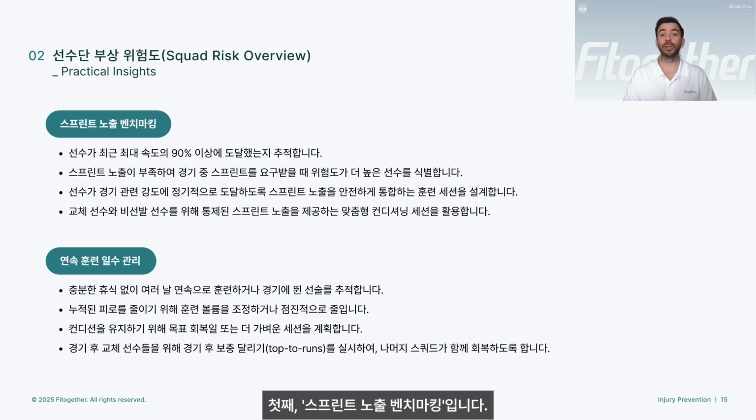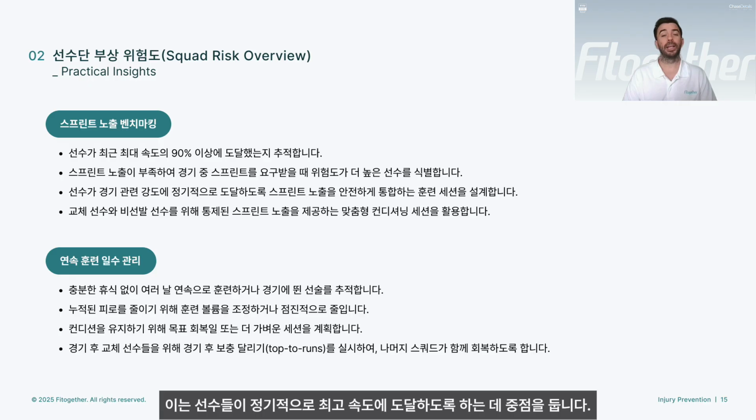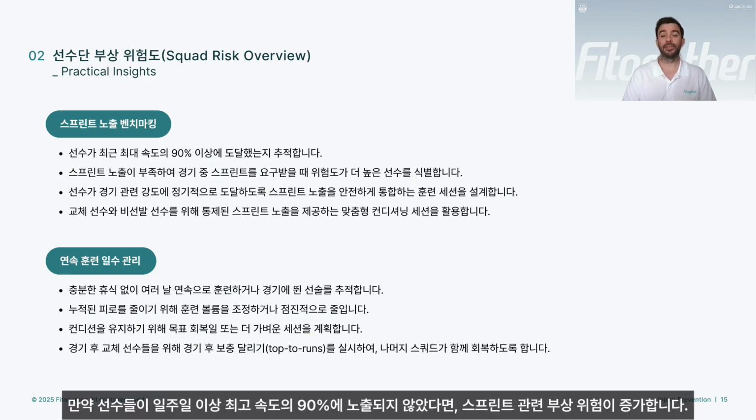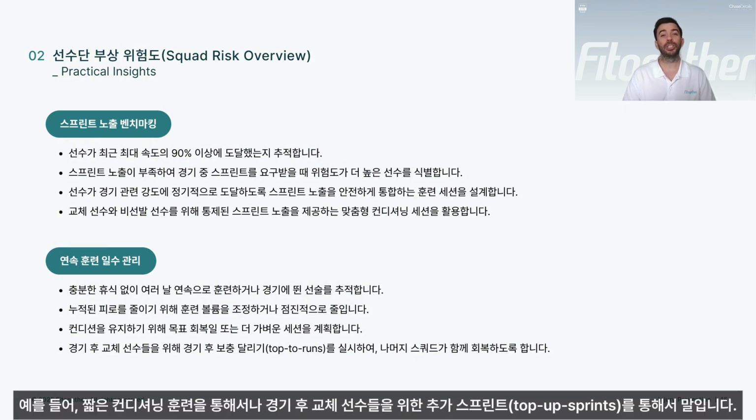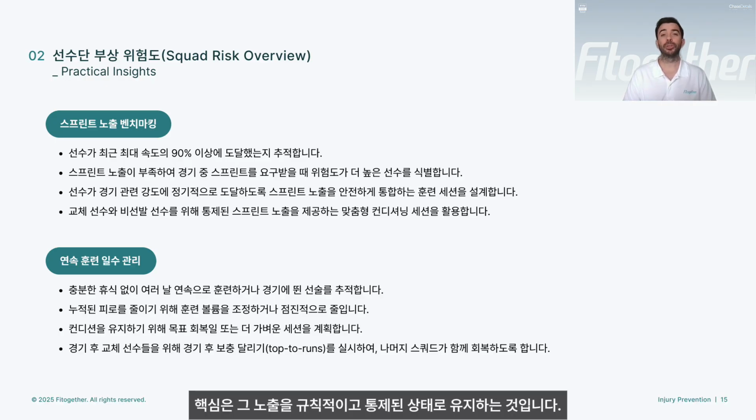First, with sprint exposure benchmarking, this is all about making sure players are regularly hitting their top speeds. If they haven't been exposed to 90% of their max speed in over a week, the risk of a sprint-related injury goes up. You can use this data to plan sprint exposures safely, maybe through small conditioning drills or top-up sprints for your substitutes after a game. It's about keeping that exposure regular and controlled.